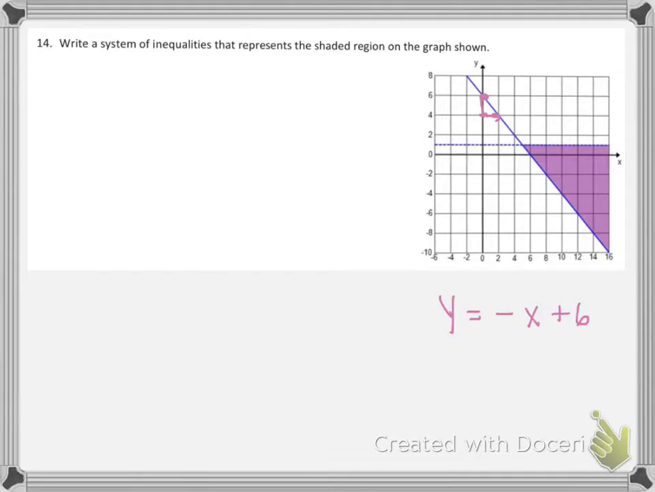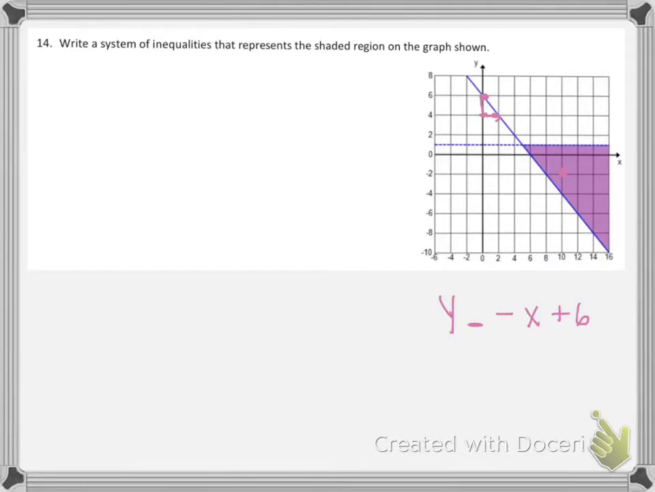But it's not really an equation, so I'm going to get rid of that equal sign, and I'm going to decide what my symbol is going to be there. Well, it's a solid line, so I know the equal sign is going to be involved. But then I have to decide whether it's going to be a greater than or a less than. So I need to find one point that's on that shaded side, and it looks like I could use this one right here, 10, negative 2. That's in the shaded part. It's on the right side of my line.